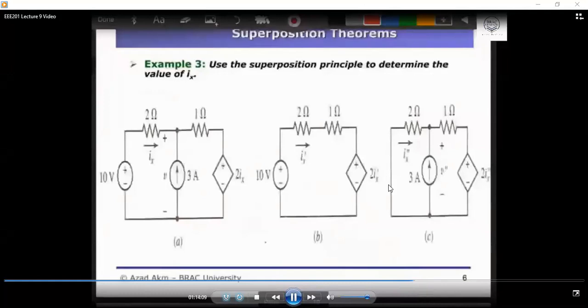Now, solution 50% is done for you. The 2 experiments. So what is the thing you have to find? The thing you have to determine is Ix equal to what? This is our target. Now, if you go with diagram B, what is active? 10 volt is active, right? Yes, sir. 10 volt active.